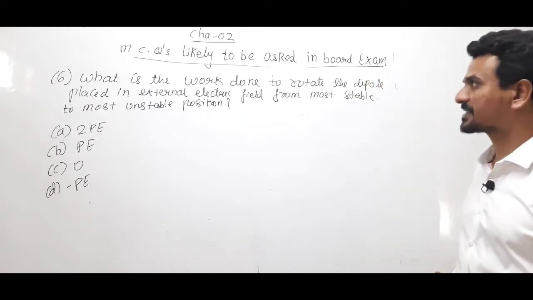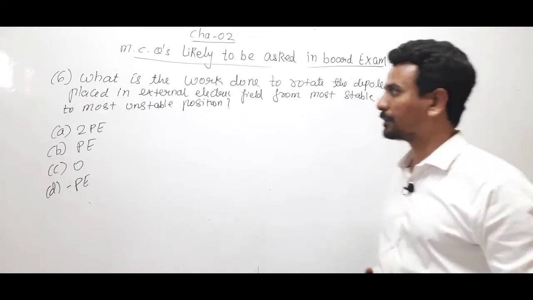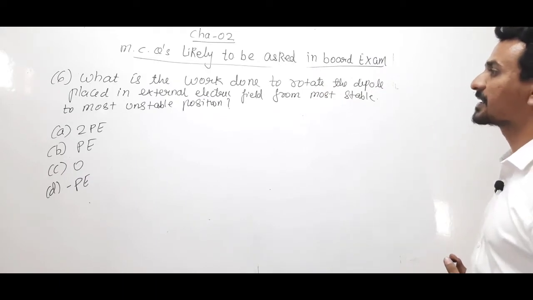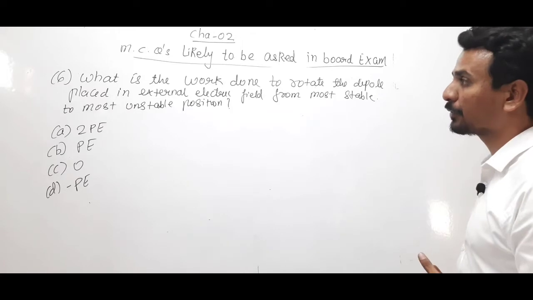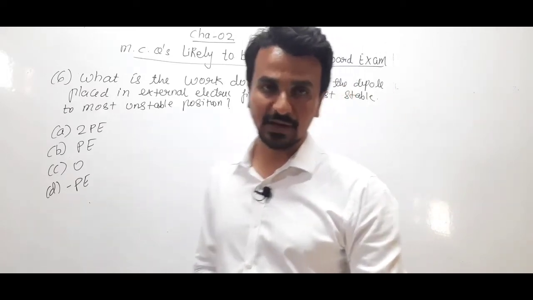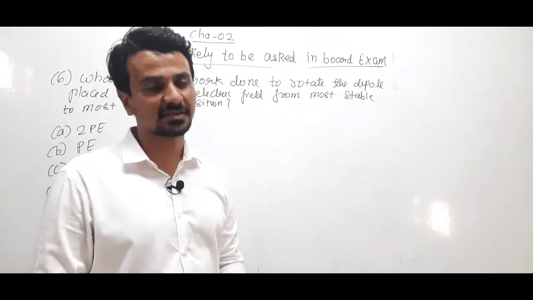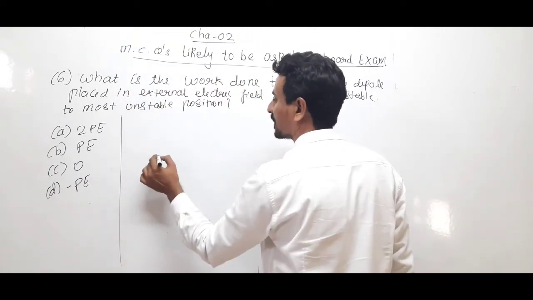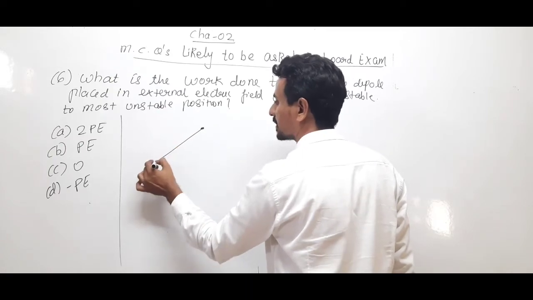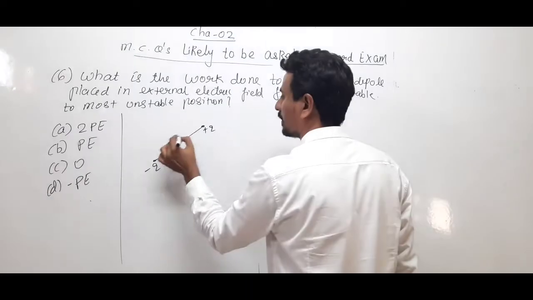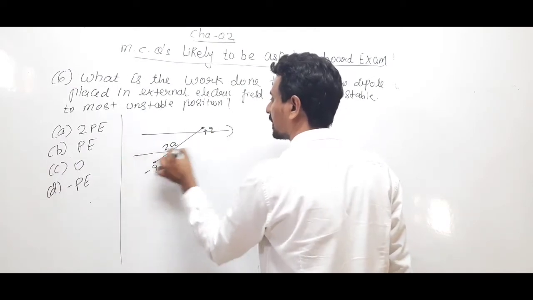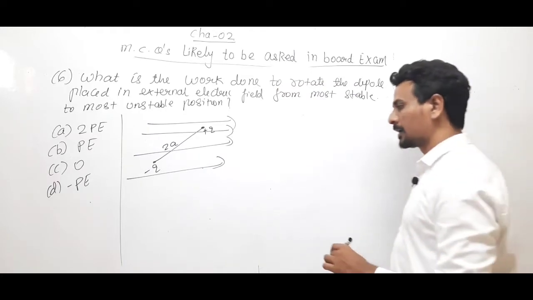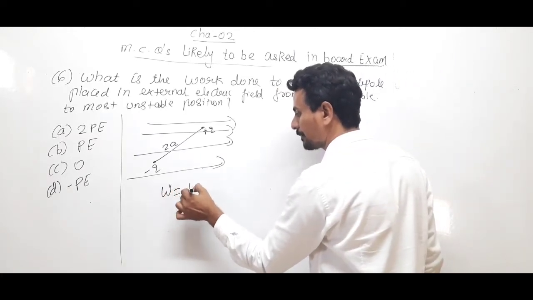Sixth one. What is the work done to rotate the dipole placed in external electric field from most stable position to most unstable position? Work done to rotate the dipole which is placed in external electric field from most stable position to most unstable position. Okay. See, for a dipole, suppose dipole is placed in an external electric field. This is a dipole. Okay. And let this be the external electric field. Fine.